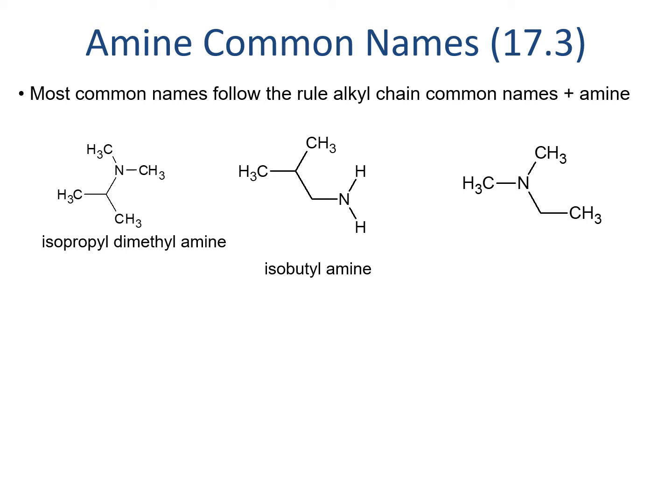The only side chain on the next amine is an isobutyl group, making this isobutylamine. The third molecule has 2 methyl side chains, a dimethyl, and we have an ethyl side chain, so we'd say it's ethyl dimethylamine.